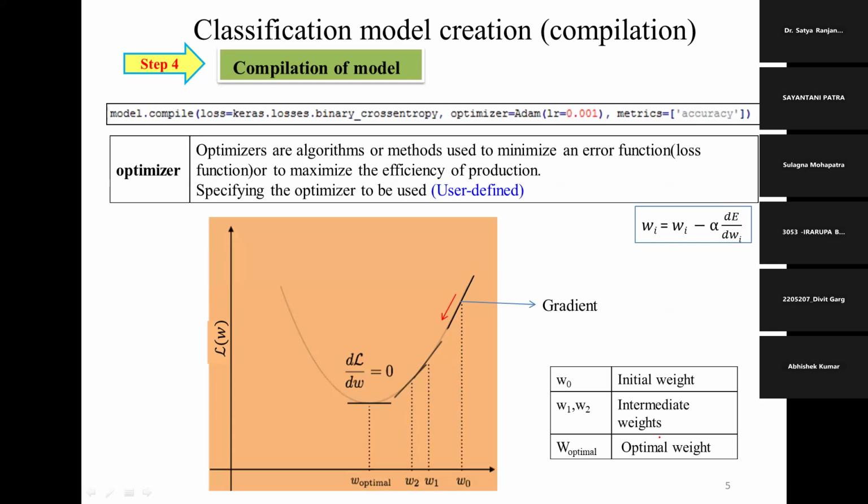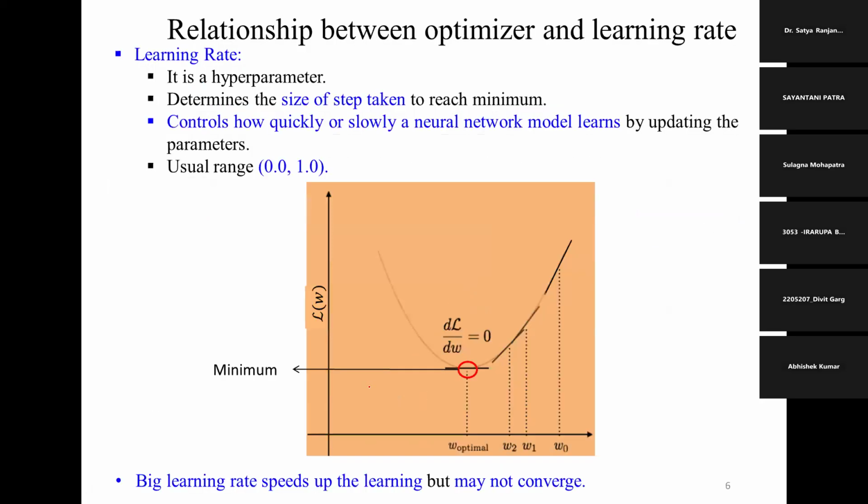When we get a loss value that is very high, then through the optimizer we can minimize the loss function. Always our aim is to reach the minimum. So dL and dW, we get the value 0 here. This is the minimum one. Okay, you got the optimizer.